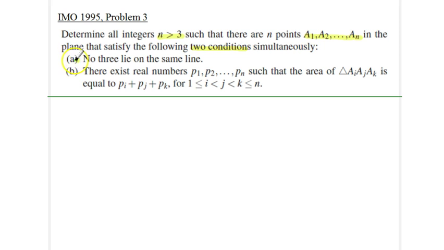Those conditions are that first, no three of these points lie on the same line, so no 3 points are collinear, and second of all, a very bizarre condition, there exist real numbers, n of them actually, such that the area of triangle a sub i, a sub j, a sub k is equal to the sum of the corresponding real numbers p sub i plus p sub j plus p sub k for i, j, and k in these corresponding intervals, i, j, k in increasing order.